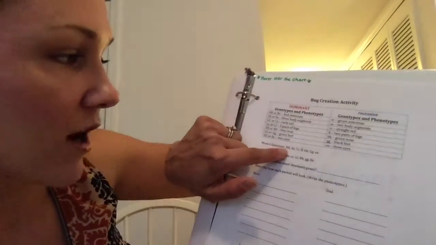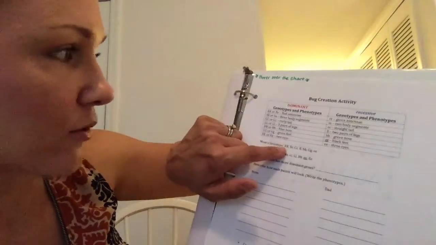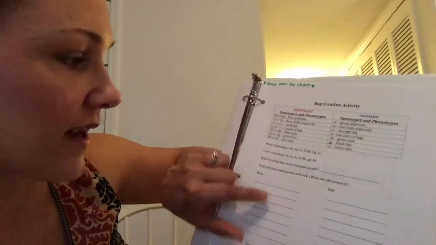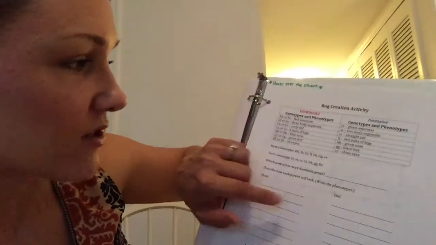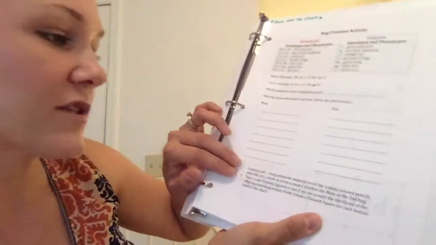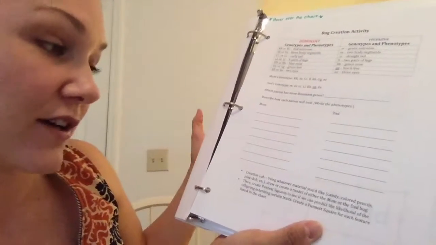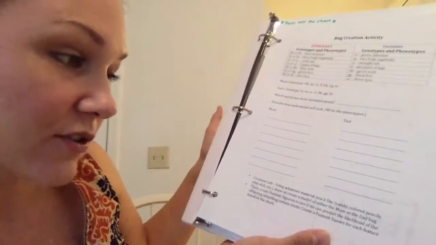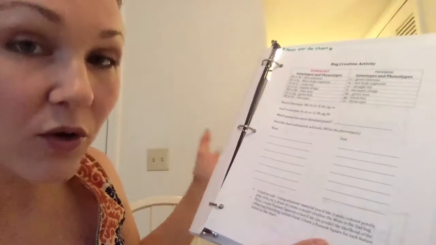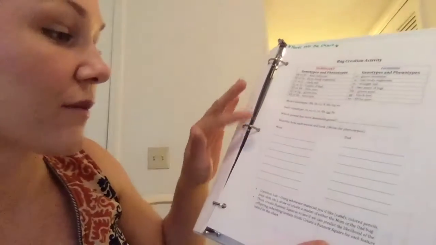So I can look at the mom's genotype, capital R, and know that the mom is going to have a red antenna. And so I will work through all of that. And then the bottom two assignments, down here, tell me to actually create this bug. So you can use whatever material you'd like. It says candy, colored pencils, Play-Doh. Either way, we're going to make either a drawing or a model of either the mom or the dad.